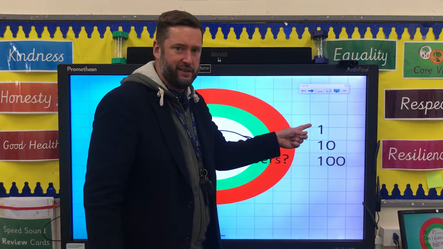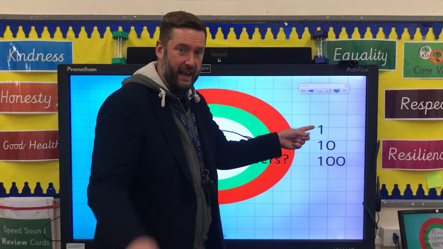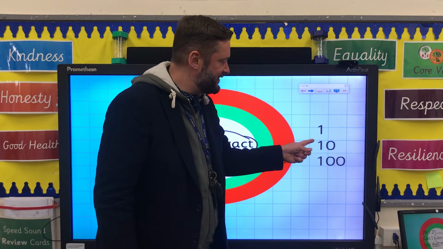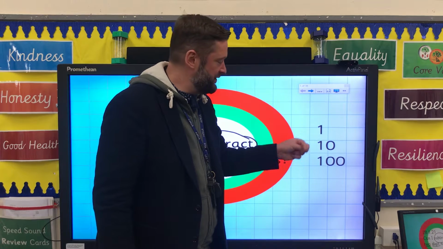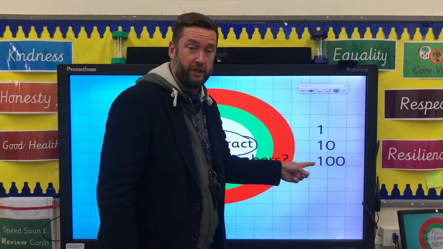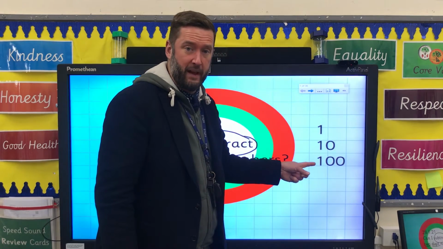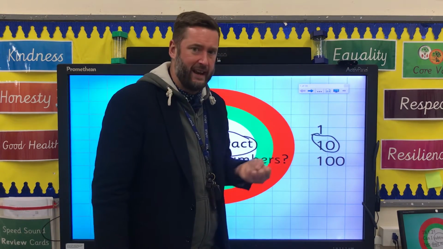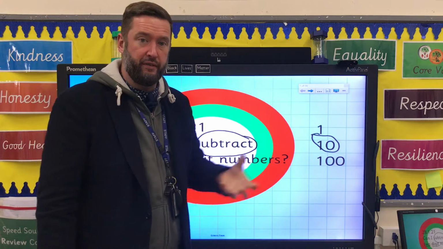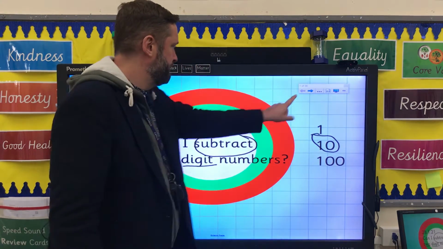How many digits does this number have? Yeah, it has one digit. How many digits does this number have, the number 10? Yes, it has two digits. And the number 100. How many digits does this number have? Yes, 3. So today, we're subtracting two-digit numbers from a two-digit number.